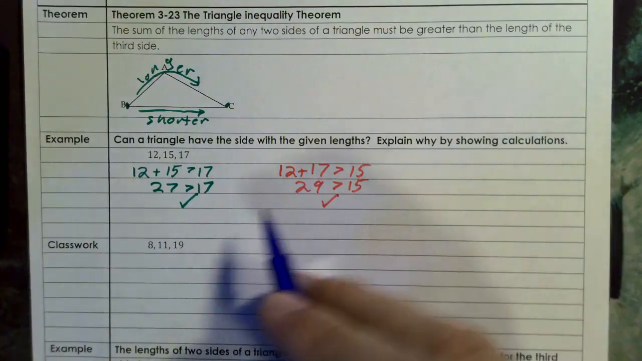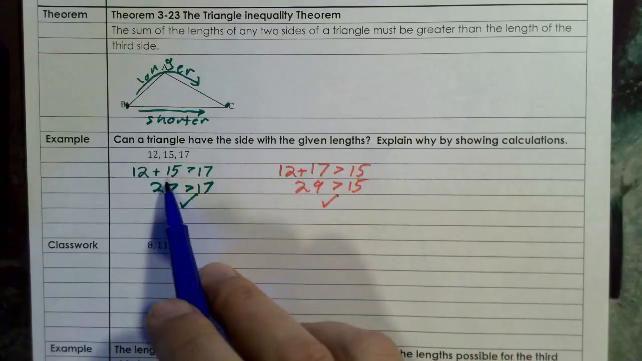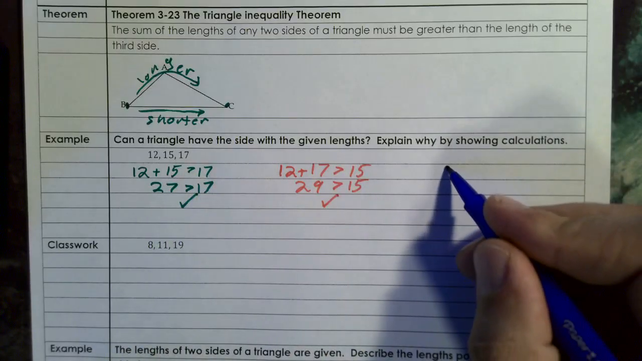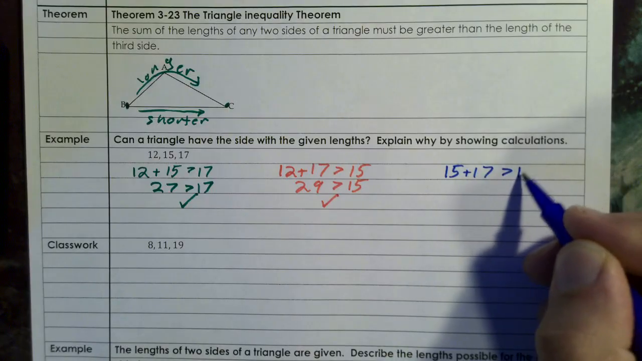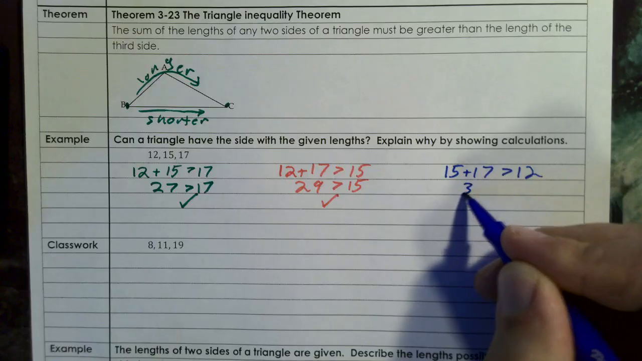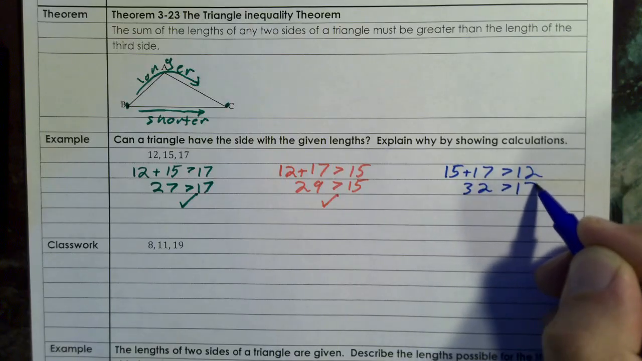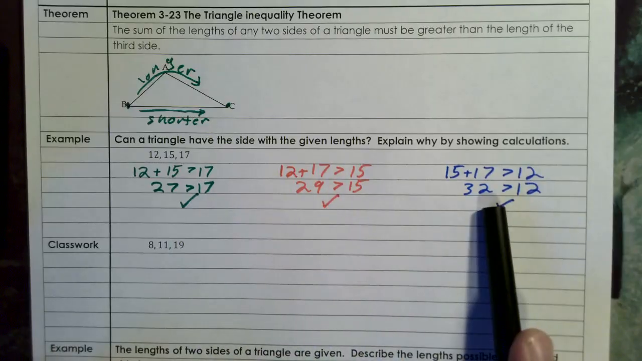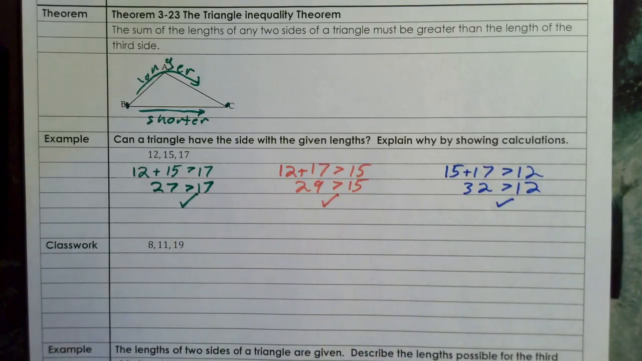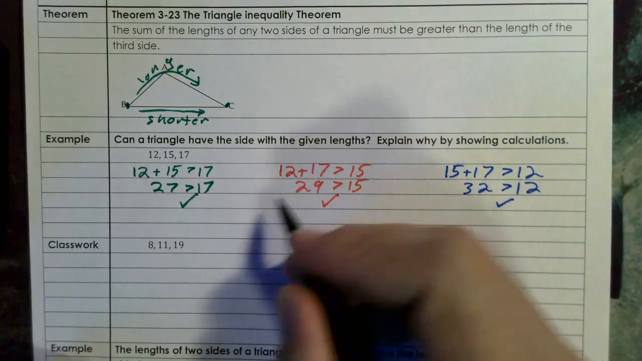Our last one, let's see, we've done 12 and 15, 12 and 17. We haven't done 15 and 17. 15 plus 17, is that bigger than 12? Well, that's 32. That's really big. So, yes, we are able to make a triangle because all three of these worked. If any of these hadn't worked, we would not have gotten a triangle.